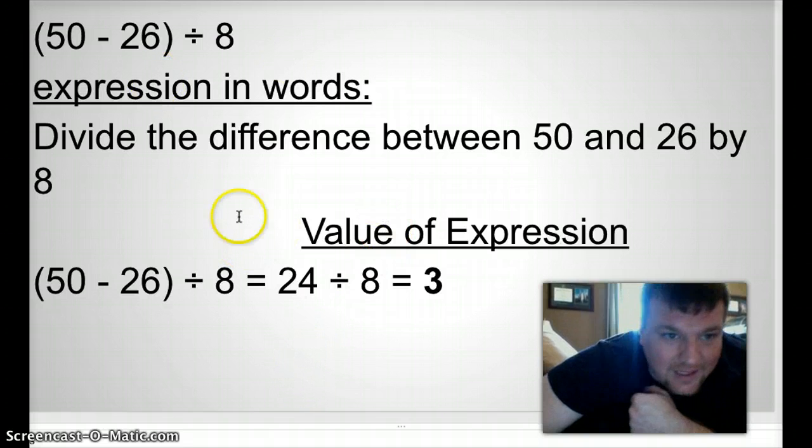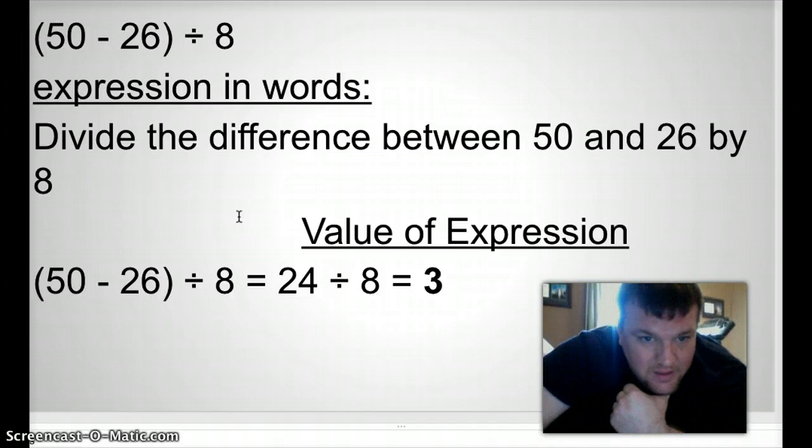We have about 15 seconds. So this is the end of expressions practice. This is all this stuff will be on the final test.